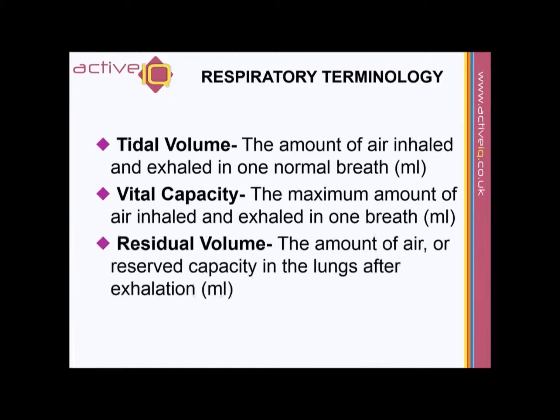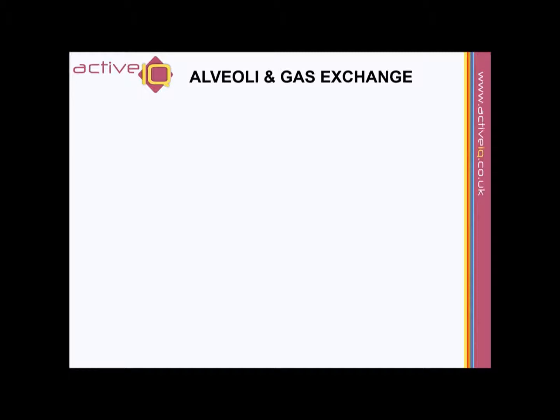We have terminology that we use in the respiratory system. We have something called tidal volume, which is the amount of air that we inhale and exhale in one normal breath. We have vital capacity, which is the maximum amount of air inhaled and exhaled in one breath, just in a big breath. And then we have residual volume, so that's the amount of air or reserved capacity in the lungs after we've breathed out, so what's left, in other words. All of that is measured in millilitres.